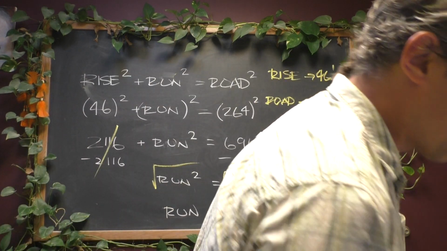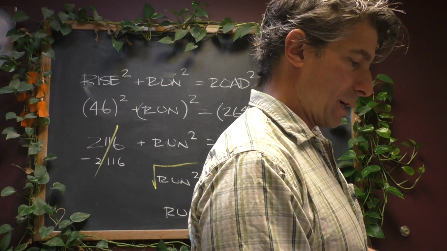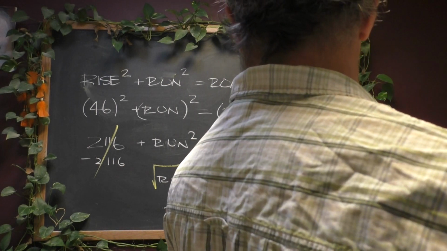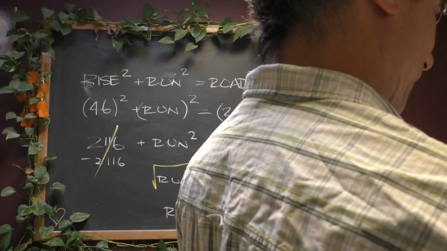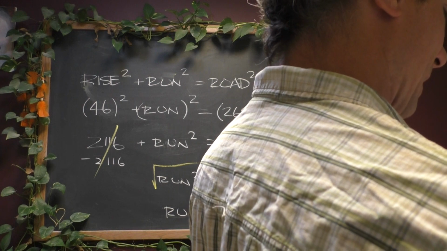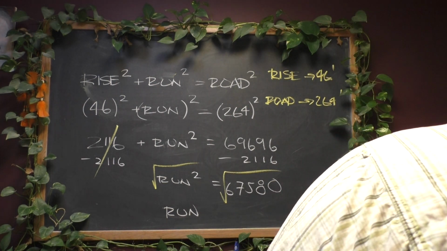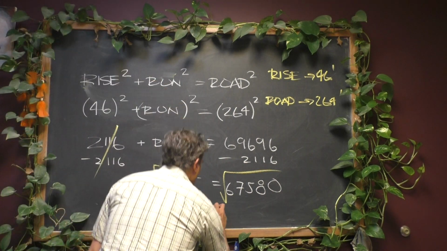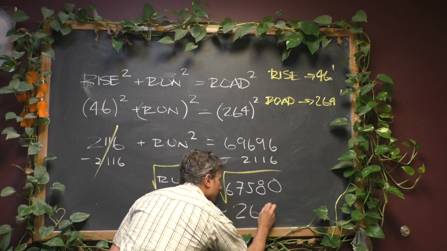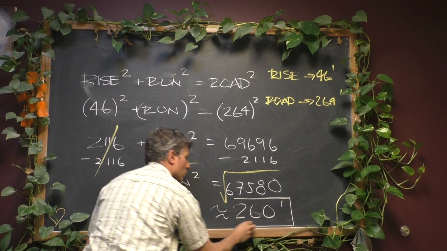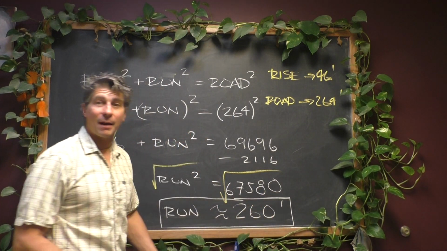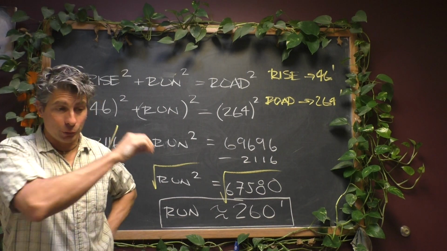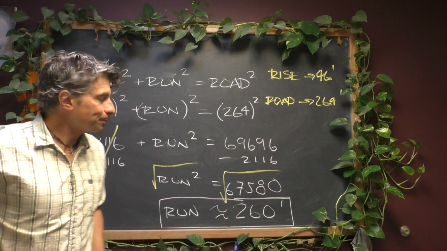You take the square root of 67,580 square feet, and I get 259.96, which is essentially 260 feet. And that, my fine friends, is how I got that 260 that I used in your optional quiz that you did last time.